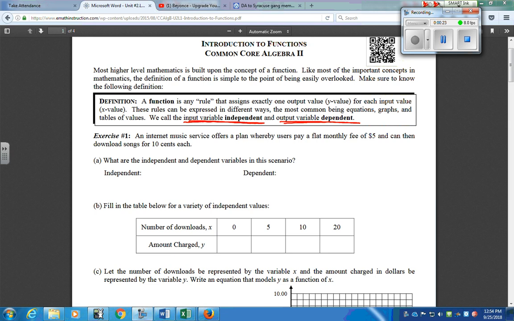So the first question, they give us a scenario about a music service. It pays a flat rate of $5 and they can download songs for 10 cents each. The independent variable is going to be the one that will change throughout the question depending on what number you put in. The independent variable is again the one you put in. So the independent variable in this case is going to be the songs downloaded. And the dependent variable will be, in this case, the cost or total cost of the service.